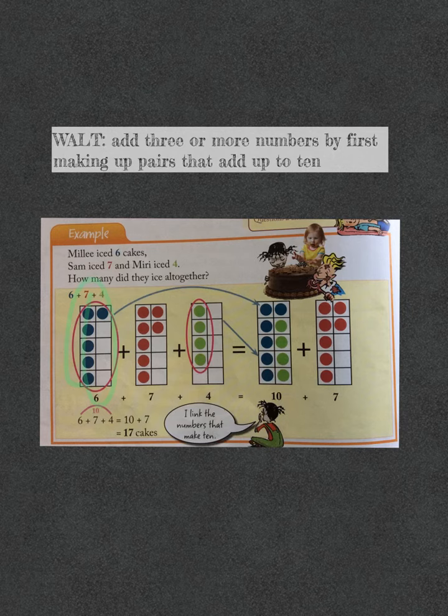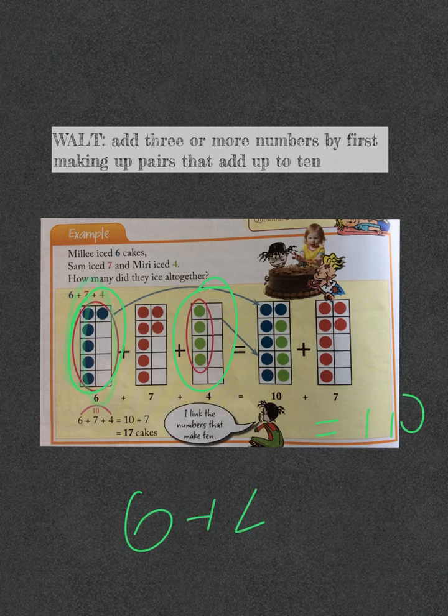So what we're going to do is we're going to look for a bit of a pattern, and we're going to try to add, we're going to say 6 plus 7 plus 4, but we can actually say, here's our 6, and then we know that 6 plus 4 equals 10, so that's nice and easy.